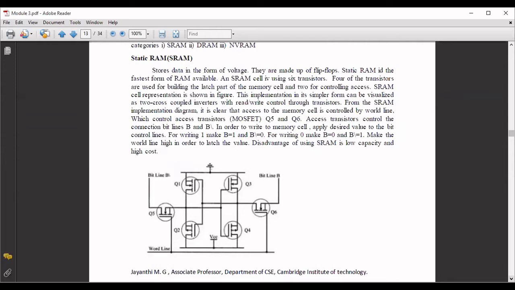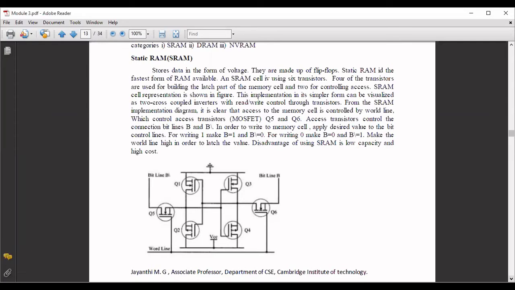Q1, Q2, Q3, Q4, Q5, Q6 are all transistors. Among these 6 transistors, 4 transistors are used for building the latch part of the memory cell. Latch means flip-flop. The other 2 transistors are used for controlling access, that means controlling this static RAM through a word line and bit line.